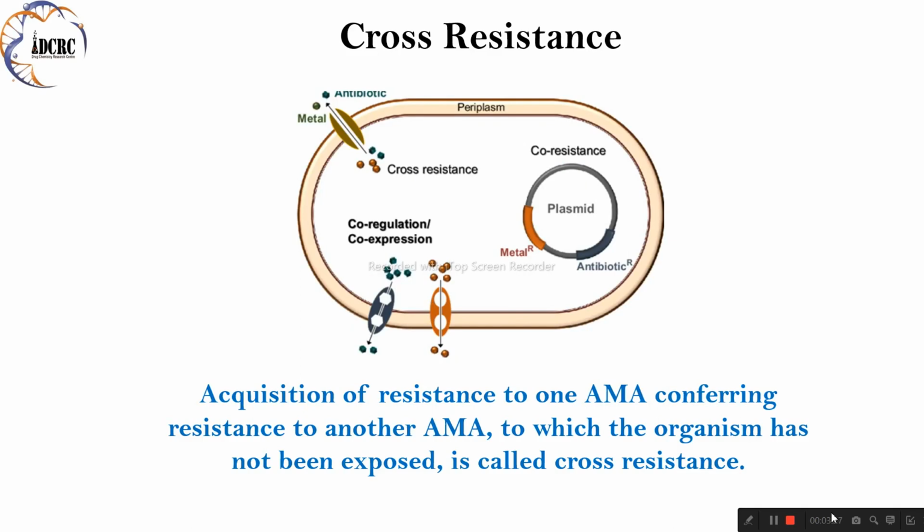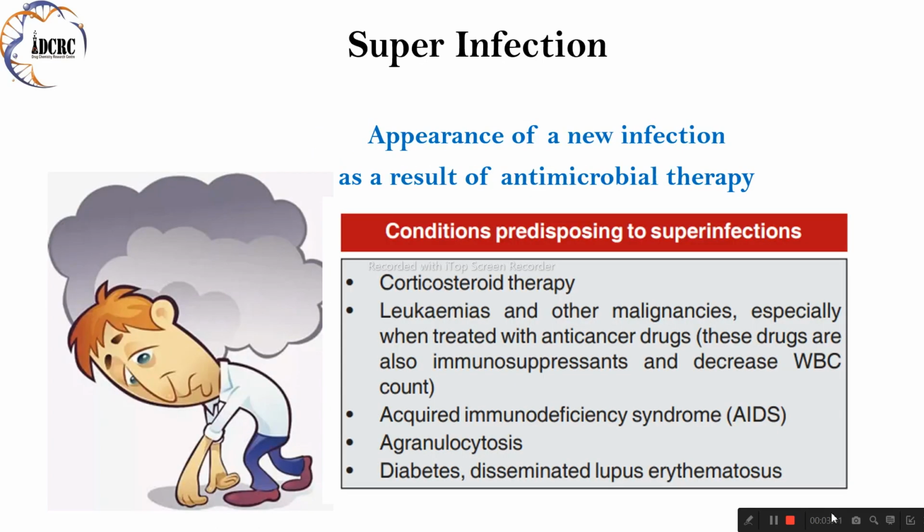This occurs when resistance to one antimicrobial agent confers resistance to another. For example, bacteria that develop resistance to a certain type of penicillin may also become resistant to other penicillins, making treatment more challenging. Superinfections are another concern. Using antimicrobials for a long time or having a weakened immune system can disrupt the balance of microbes in our bodies. Conditions such as diabetes and disseminated lupus erythematosus can also predispose individuals to superinfections.